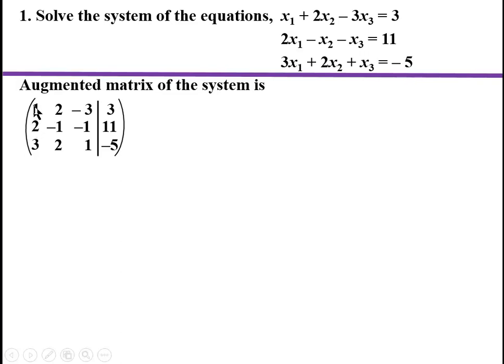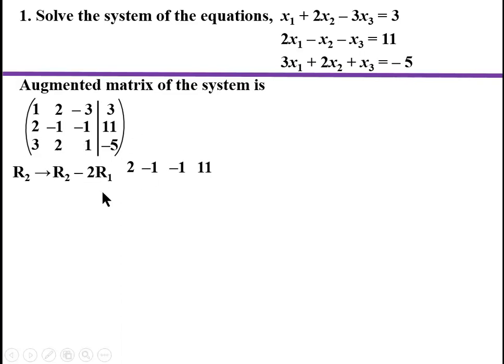To do that, we are going to maintain row 1 and row 3 for now, but row 2 will now become row 2 minus 2 row 1. We multiply this 1 by 2. By the time we subtract to get row 2, this will become 0. So let's go. We have 2, -1, -1, then 11. That's row 2.